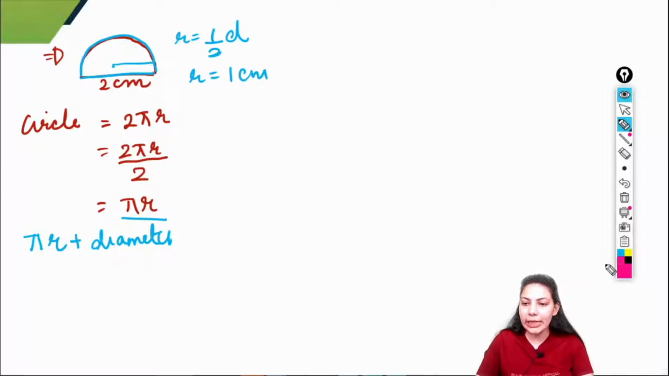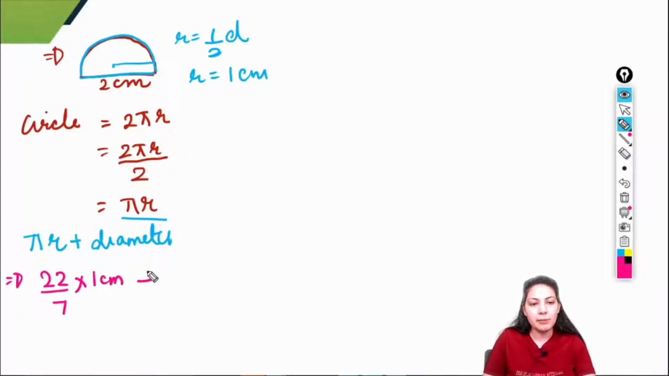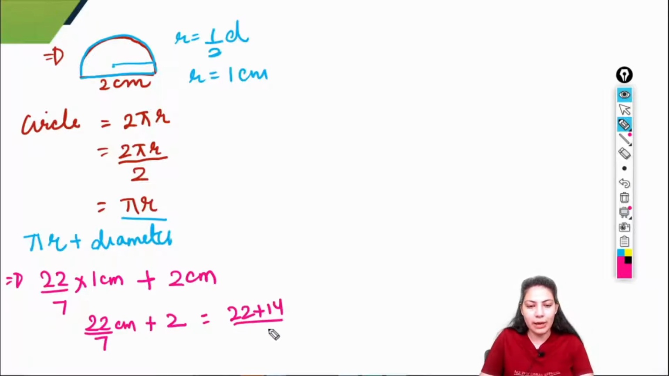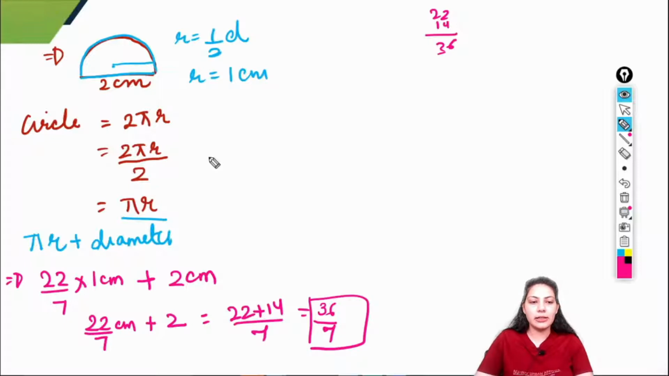Now let us quickly calculate the distance. So pi is actually 22 by 7 and here the radius is 1 centimeter, plus we have to add the whole diameter, that is 2 centimeter. So here we got 22 by 7 into 1 is 22 by 7 plus 2. So it will be 22 plus 14 by 7, and 22 plus 14 will get us 36 by 7. So in the first figure we got the answer as 36 by 7 centimeter.